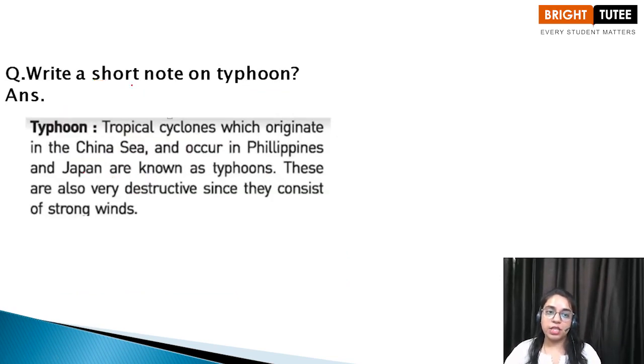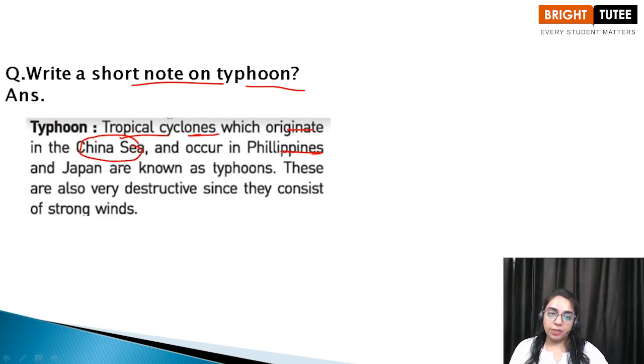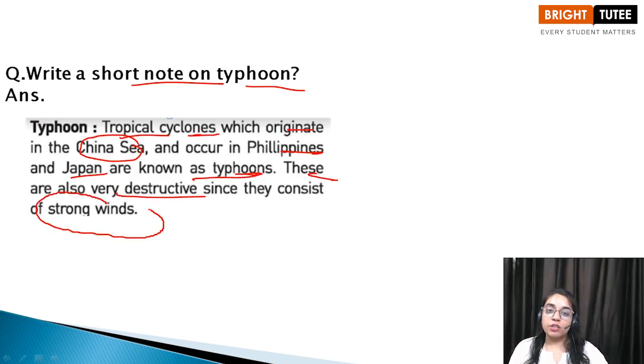Next question is write a short note on typhoon. So children, tropical cyclones which originate in the China Sea and occur in the Philippines and Japan are known as typhoons, and they are also very destructive because they contain strong winds.